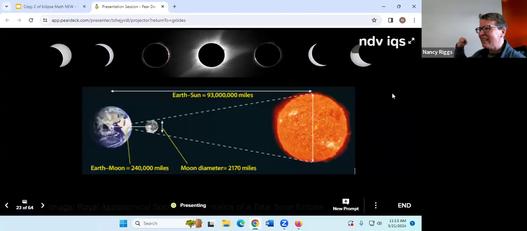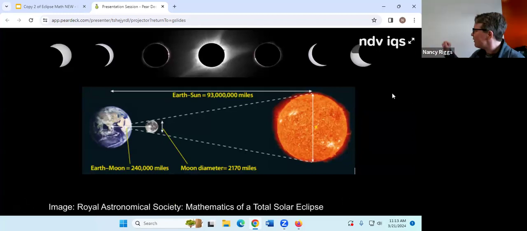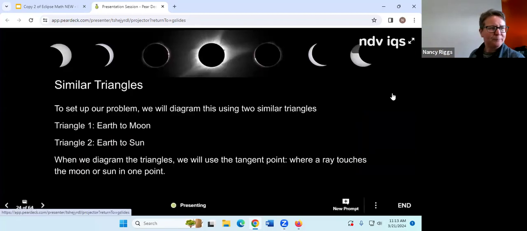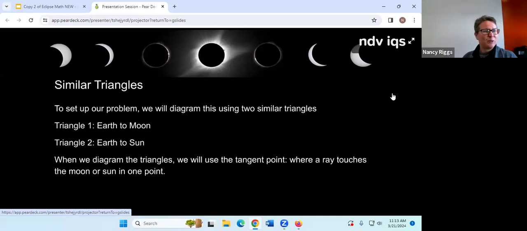Also, you'll notice they have slightly different numbers here. Depending on where you look, the numbers are slightly different. So you'll notice here they gave the diameter of the moon about 10 miles smaller. So there are a few different calculations depending on where you look. So what I'm going to do is make 2 similar triangles. The first triangle is going to be from Earth to the moon, and the second one is going to be from Earth to the sun. And again, we're going to use that tangent point. So when a ray from the Earth will touch that moon or the sun in just that one place.